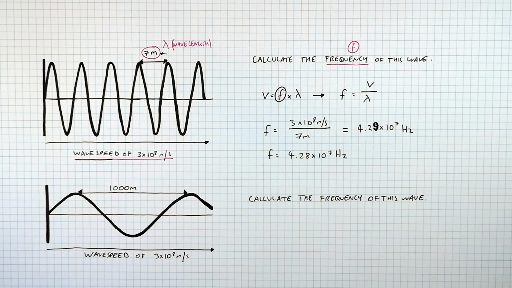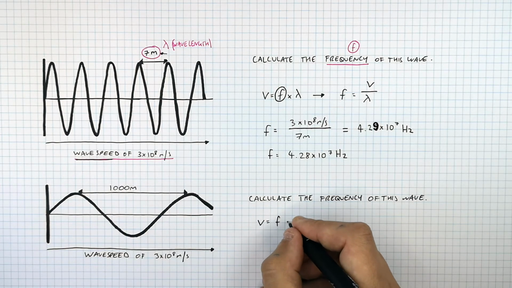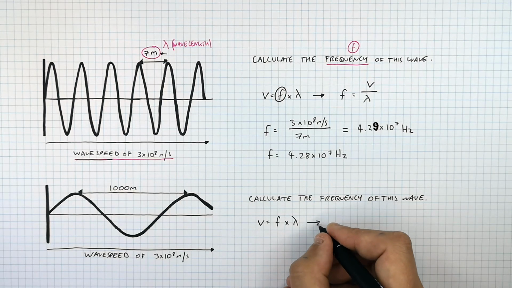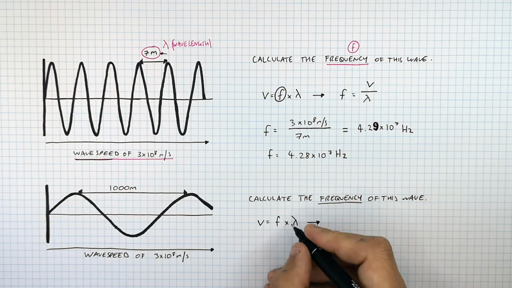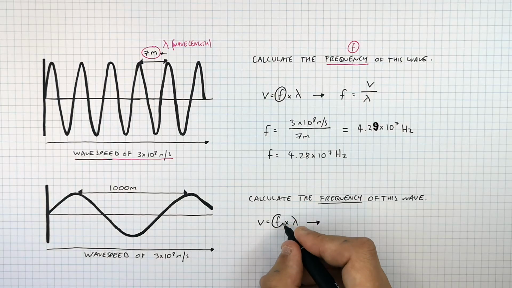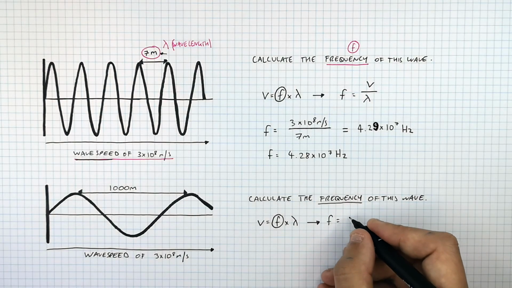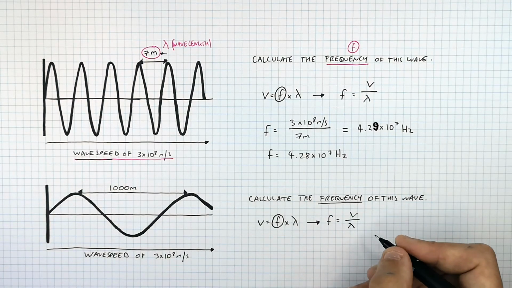You can pause the video here to attempt to calculate the frequency of this wave. So we recall the equation, V equals F times lambda, wave speed equals frequency times wavelength, but we're trying to work out F, so we rearrange for F. F equals wave speed over wavelength.